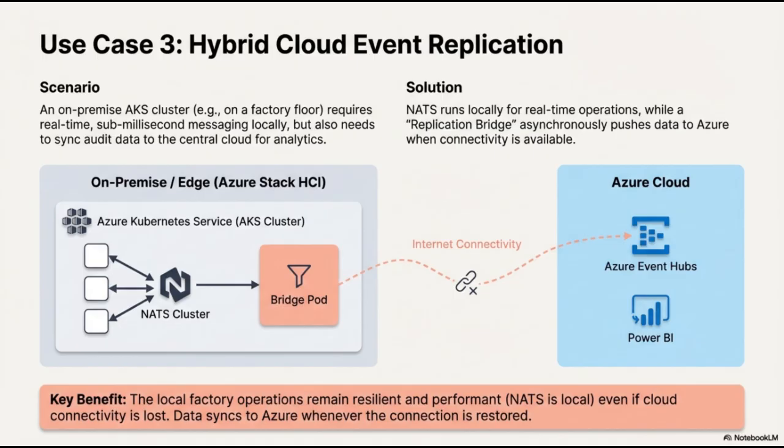As illustrated in the diagram, the local NATS cluster ensures the factory stays operational regardless of internet status. This design provides a significant key benefit. Local operations remain resilient and performant because they are not dependent on a continuous cloud connection. Any accumulated data is simply synced to Azure Event Hubs once the connection is restored, allowing for seamless downstream analytics and visualization in Power BI.